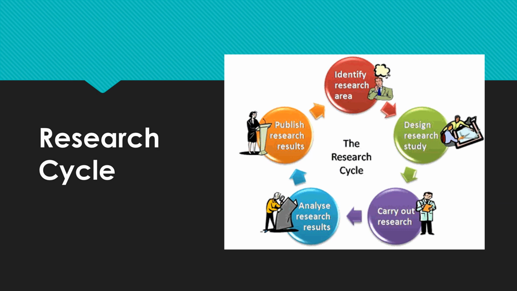So, if we look at the research cycle, normally we always start with identifying the research area, and then we design the research study, carry out the research, analyze the results, and then publish the results. Okay, so these are the cycles involved in research.